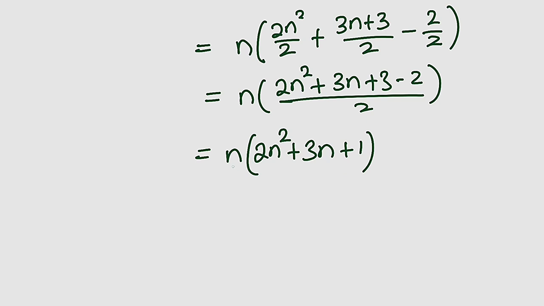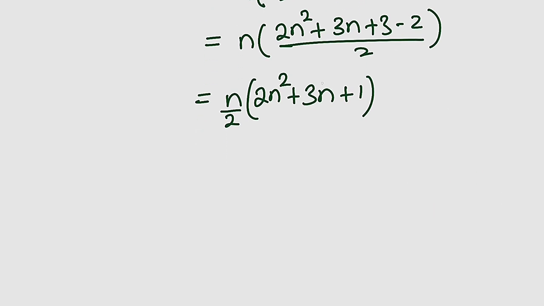I can even bring out the 2, it doesn't matter. This is a quadratic expression that can be factorized. We take the leading coefficient, we multiply by the constant term, we get 2. Then we think of two numbers that can be multiplied to get 2, but when we add them together, we get 3. The numbers are 2 and 1. If you multiply this, you get 2. If you add them, you get 3. So we can replace 3n with 2n plus n.